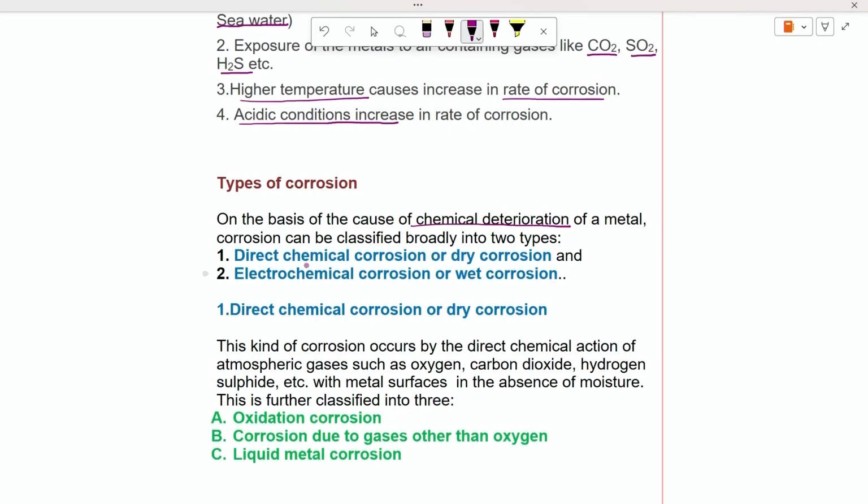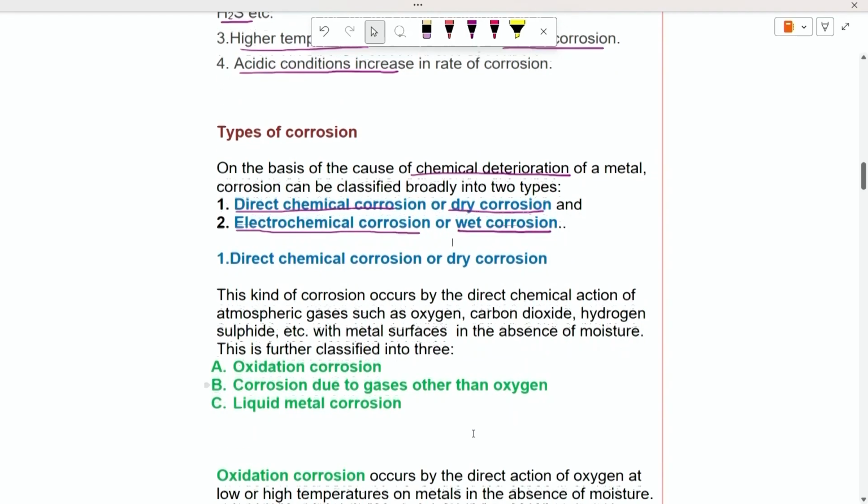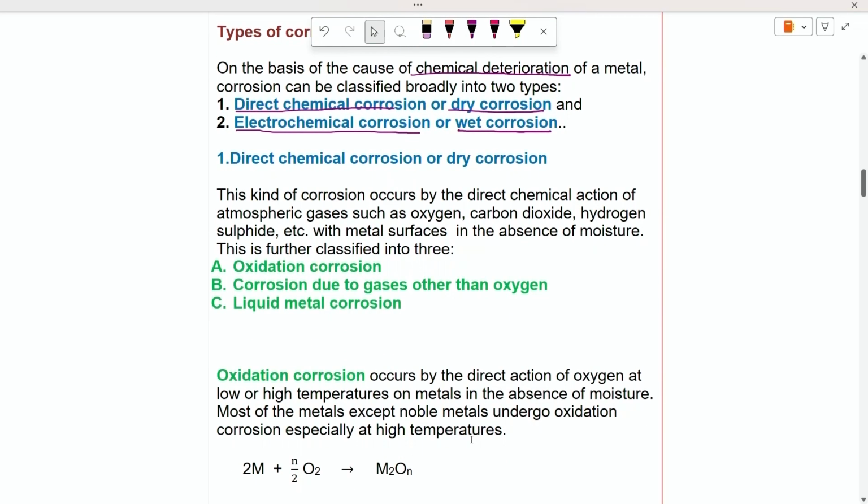First one is the direct chemical corrosion, also known as dry corrosion. Second one is electrochemical corrosion or wet corrosion. From the name itself, it is clear that there is some aqueous layer or some liquid involved along with that. So, it is known as electrochemical corrosion or wet corrosion. So, we will move on to the direct chemical corrosion or dry corrosion.